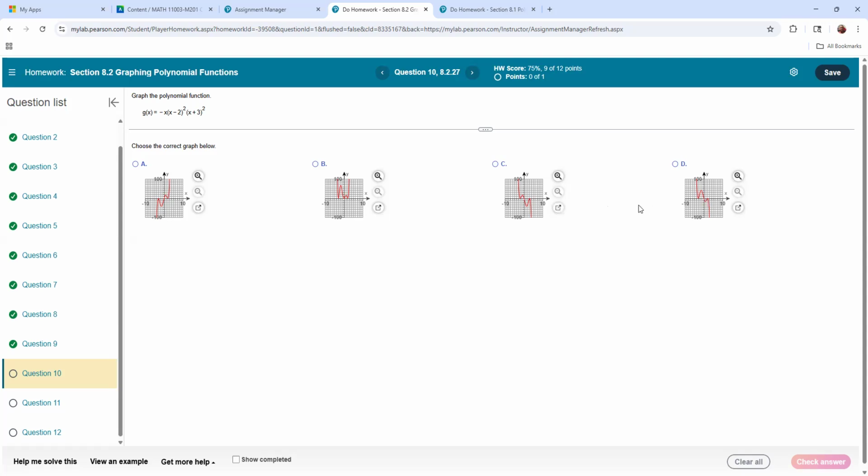So let's graph it on their window. They're going from negative 10 to 10, and then they're going from negative 100 to 100. So y'all, let me write this. I got negative x, x minus 2 squared, x plus 3 squared.